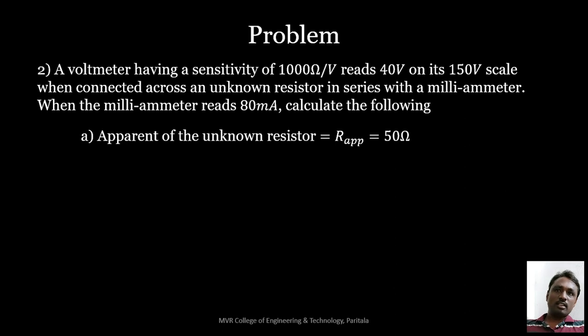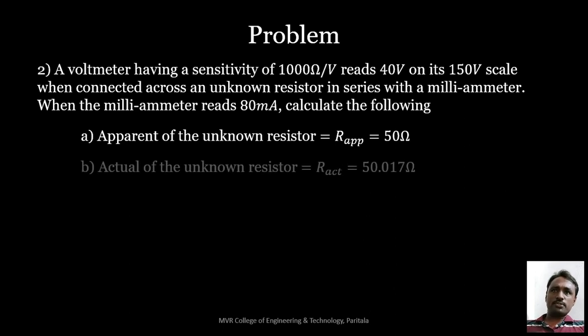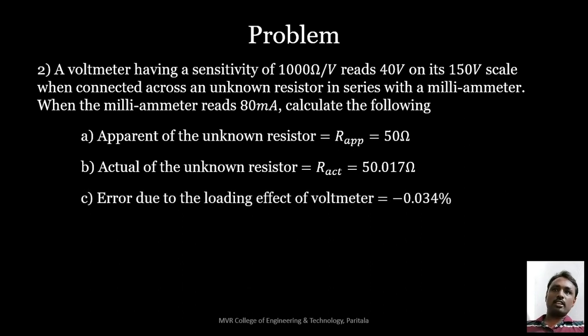Apparent resistance here was 50 ohms. That means there it was 20 kilo ohms, high resistance, and here 50 ohms, very small resistance. The actual was 50.01. So this is the true resistance we needed to identify. See the difference, there is not such a big difference here. There it was 20k and 23 point something k. Here it was 50.01, almost negligible. So what is the percentage here? See here, minus 0.034%.